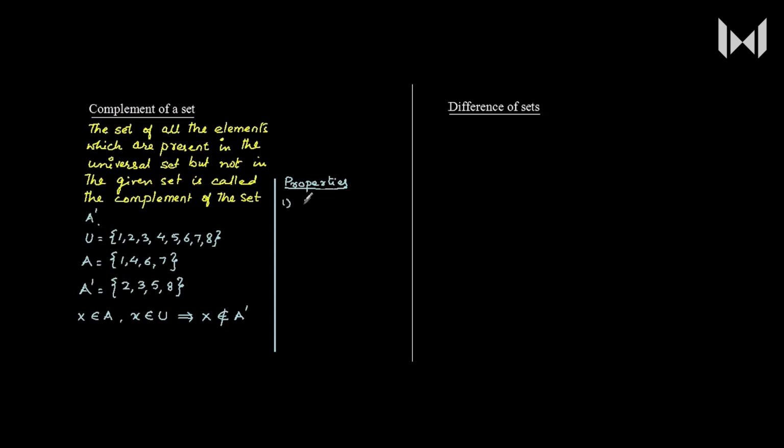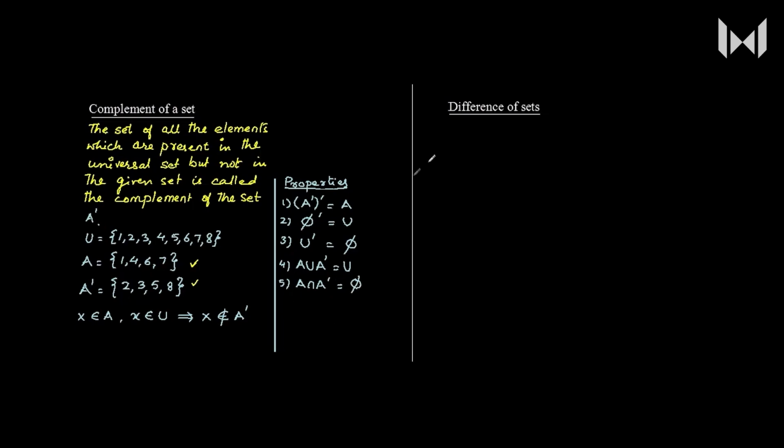The first one is the complement of the complement of a set is the set itself. Number two, the complement of a null set is the universal set. Three, the complement of the universal set is the null set. Fourth, A union A complement. Now if you look at the example, if I take the union of these two sets over here, it will give you the original set which is U. So we will write A union A complement is U. Number 5, A intersection A complement. Now the intersection of course will be the null set because there won't be any element common to both.